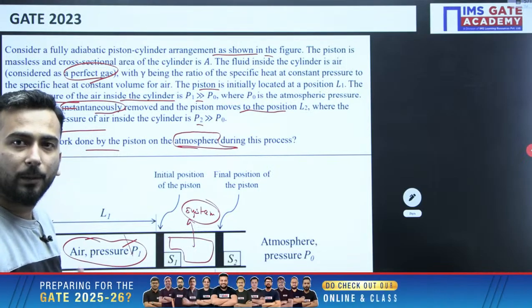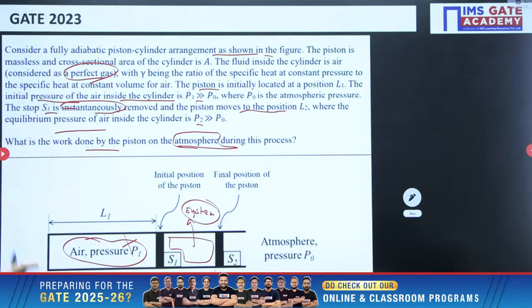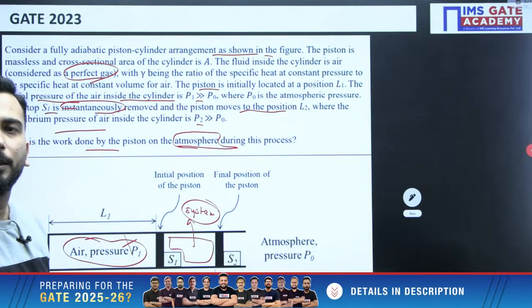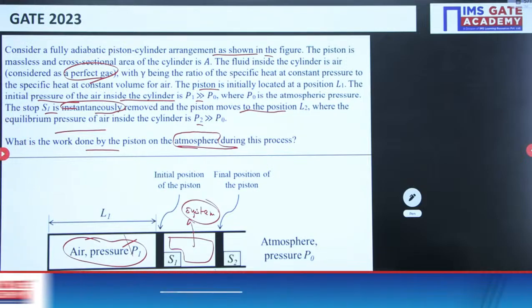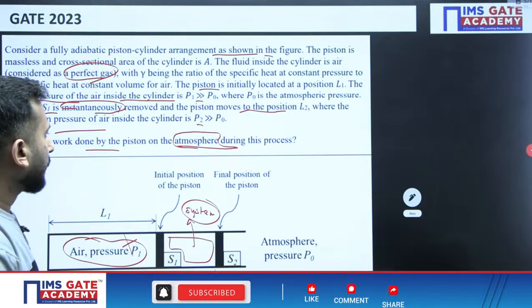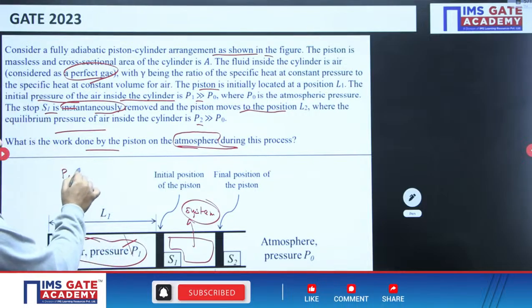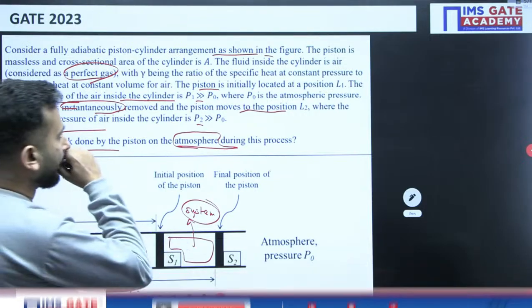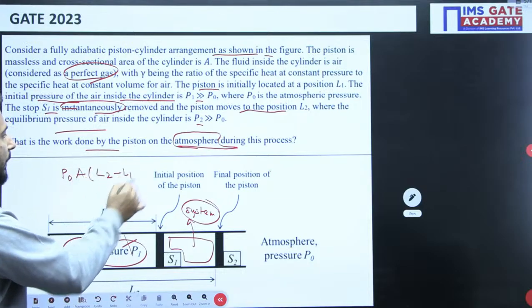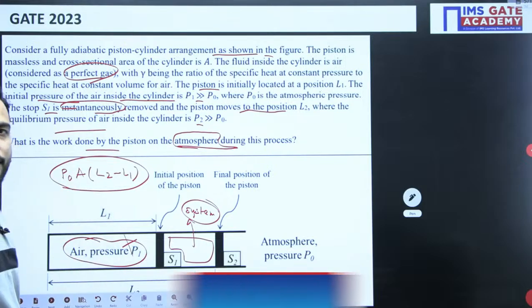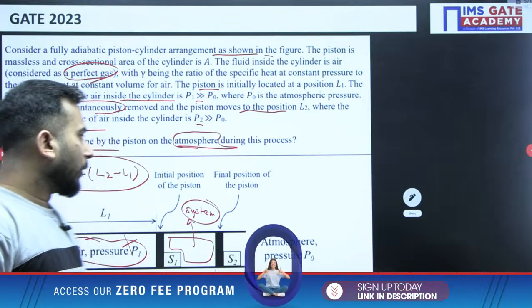And when you see what process is happening, P0 is the pressure of the atmosphere throughout the process. That means it's a constant pressure process. And what is constant pressure work done? Constant pressure work done is P0 into del V. So P0 into del V, that means A is the cross-sectional area, into L2 minus L1. P0 into del V is this answer.